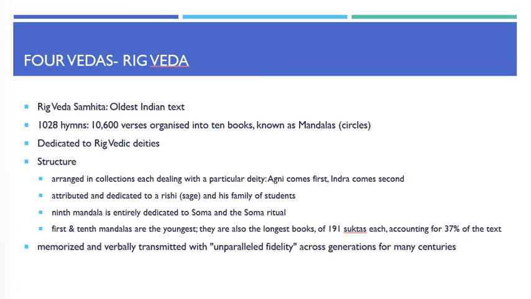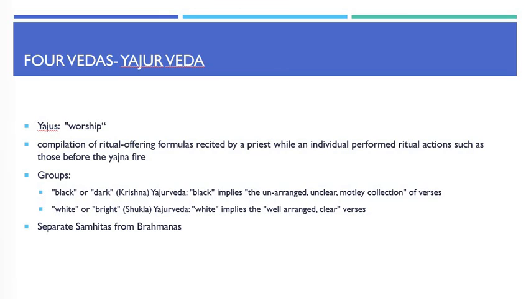The next Veda is the Yajur Veda. Yajus means worship. It is a compilation of ritual offering formulas recited by a priest while an individual performed ritual actions such as those before the Yajna fire. There are 2 Yajur Vedas. The first is the black or dark, also Krishna Yajur Veda. Black implies the unarranged, unclear and motley collection of verses, whereas white or bright, that is Shukla Yajur Veda, implies the well arranged and clear verses. Yajur Veda is regarded as that which separates Samhitas from the Brahmanas.